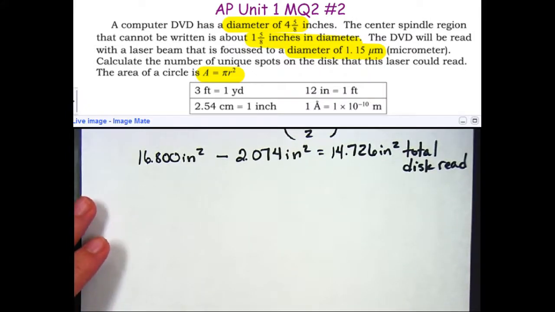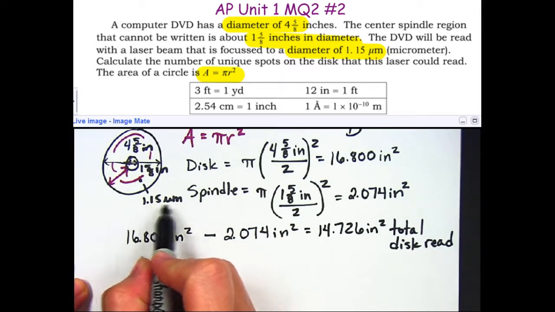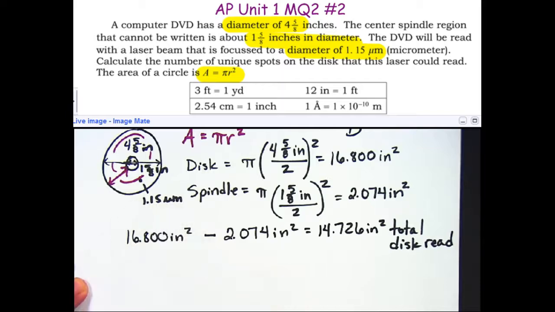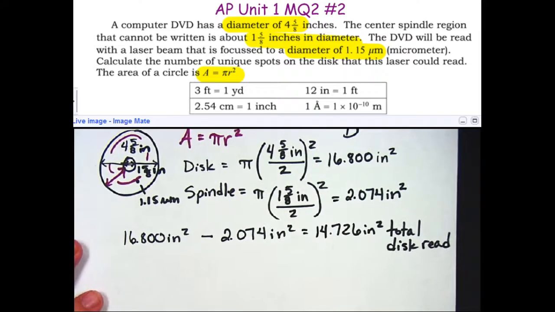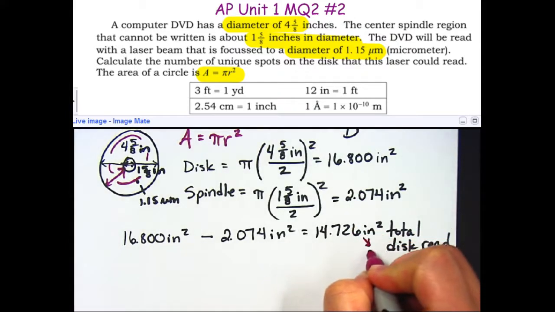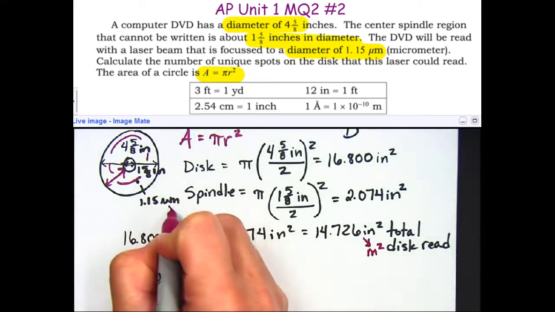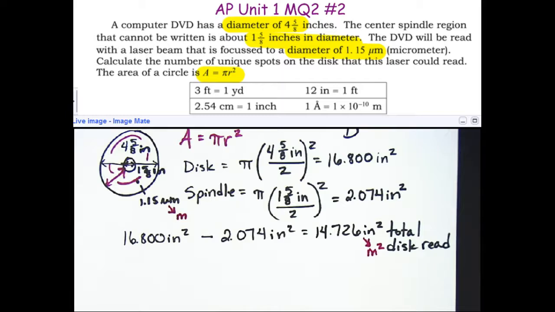I want you to also notice that our units are different because the area of the laser is going to be in micrometers when we find it. So it's likely better if we go ahead and convert the 14.726 inches squared to square meters, and we can later change the laser diameter to meters also so that we'll be dealing in the same units.